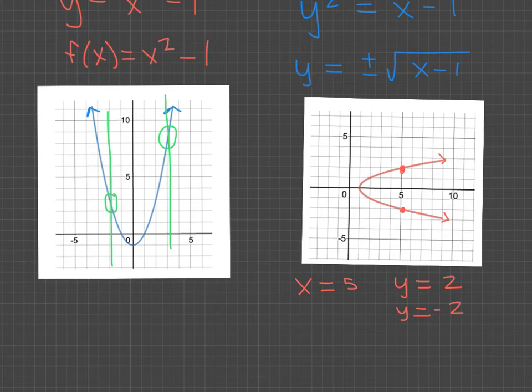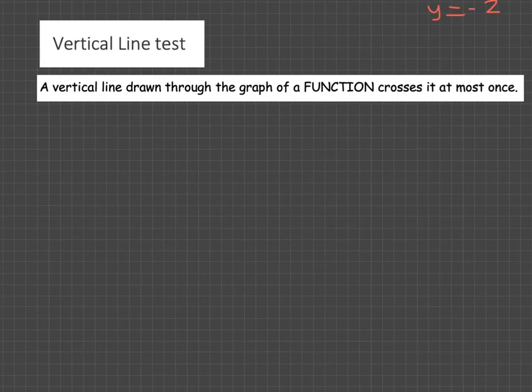Over on the one that is a function, if we draw that vertical line anywhere, for any value of x, it's only going to cross once, which means there's only one value of y. So here's what the vertical line test says. It says a vertical line drawn through the graph of a function crosses it at most once. So let's look at some examples.